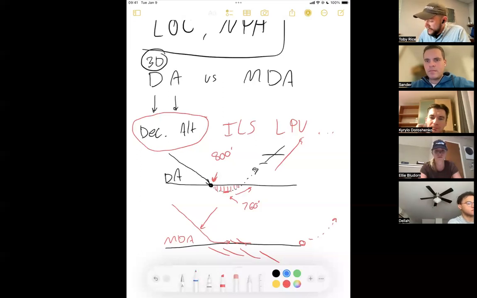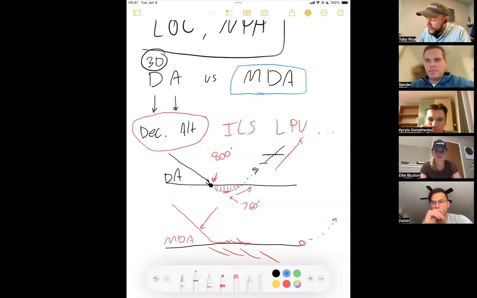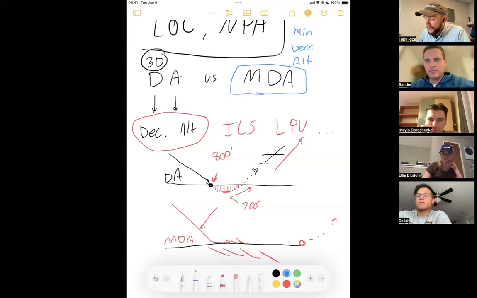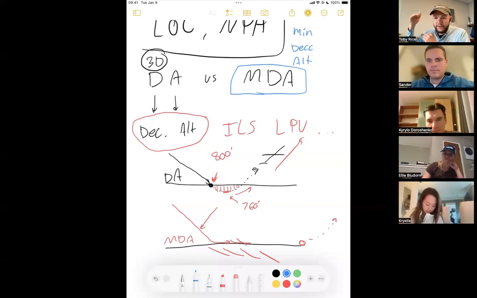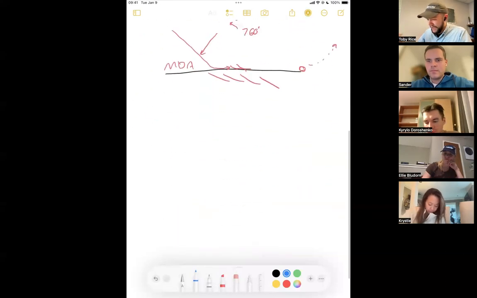Now, an MDA is completely different. MDA stands for minimum descent altitude. The idea here is that you will never go below the minimum descent altitude until you have all the required items in sight on the runway, and you can land. Like, you see the lights, you see the runway markings, whatever the list of 11 or so things is. Otherwise, that's when you would execute the missed approach procedure. And that looks kind of like this.